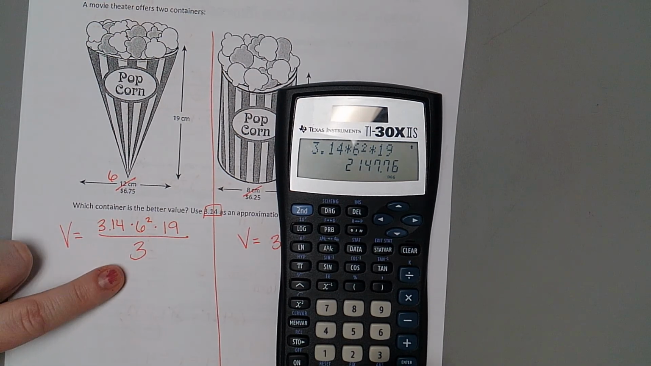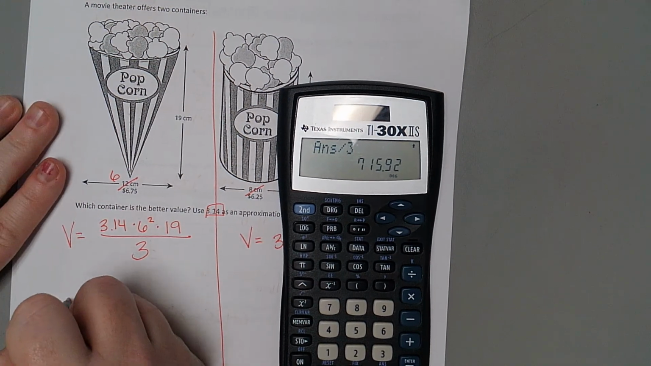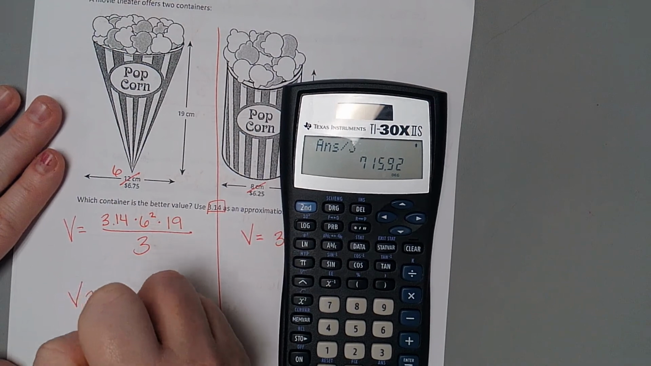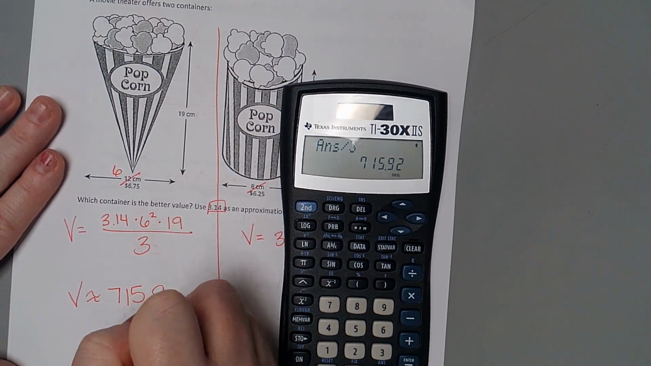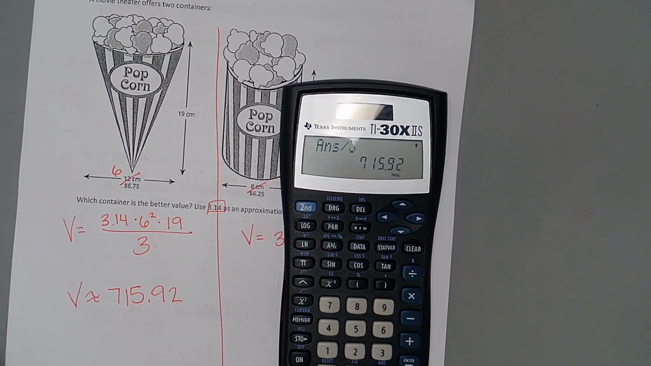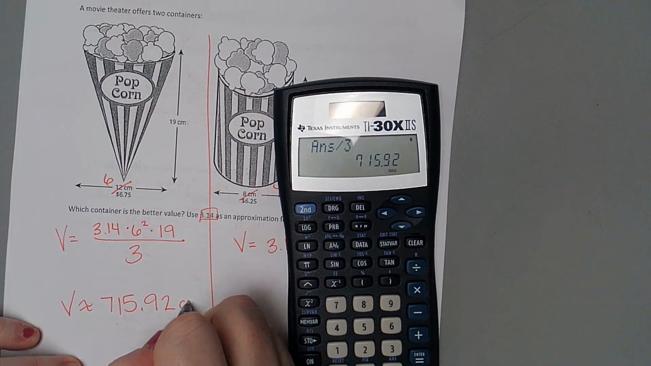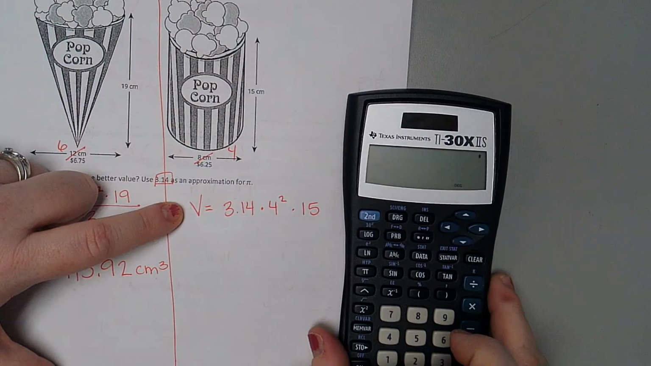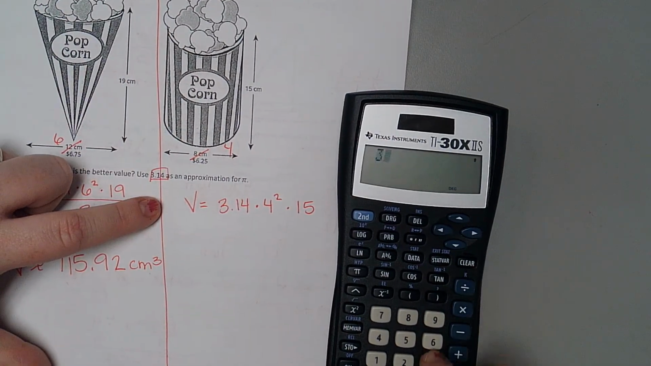2,147 and 76 hundredths. All of it divided by 3. So we get an approximation of 715.92 centimeters cubed for the cone. Sorry, the cylinder.